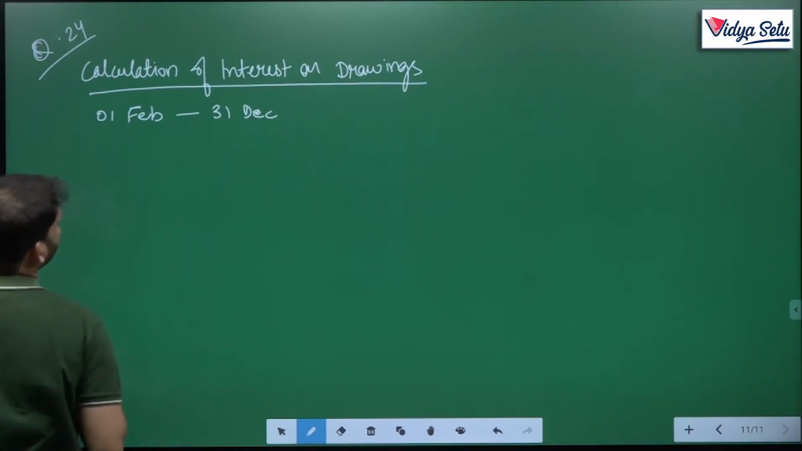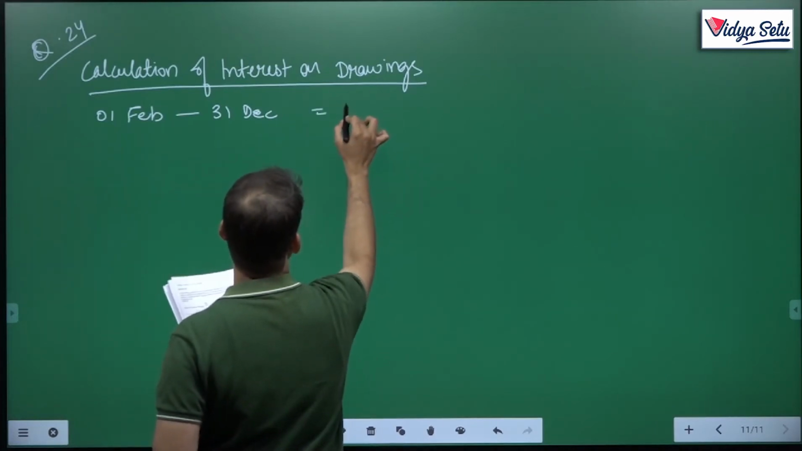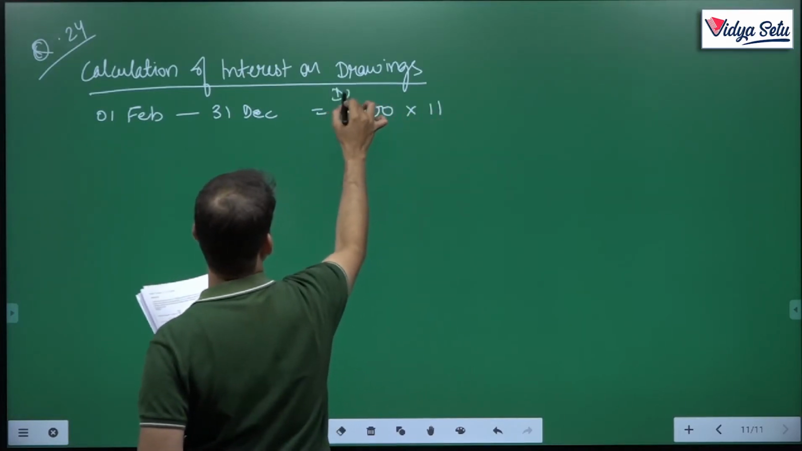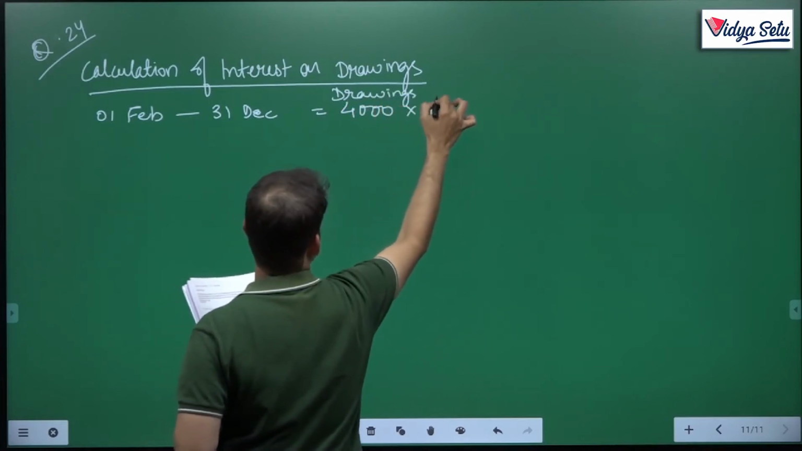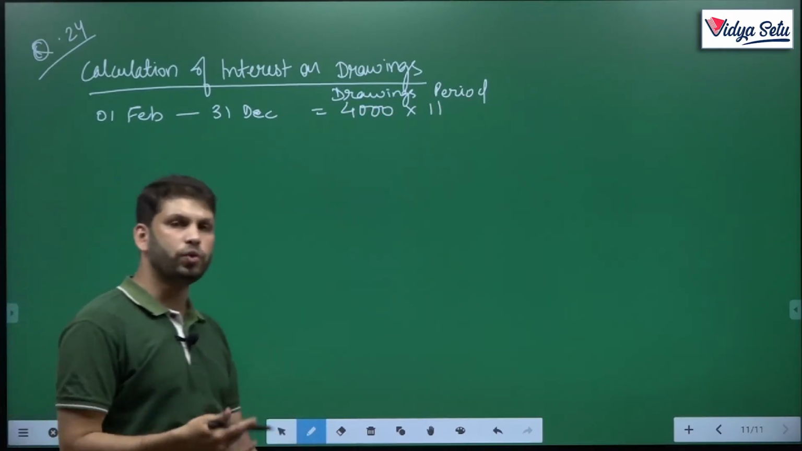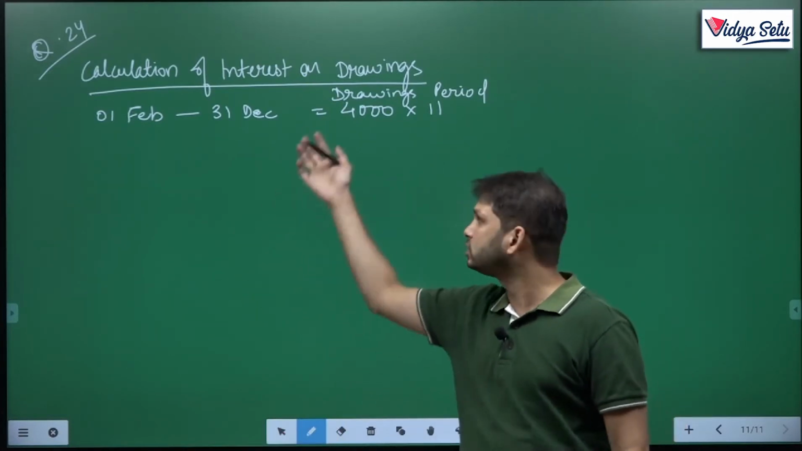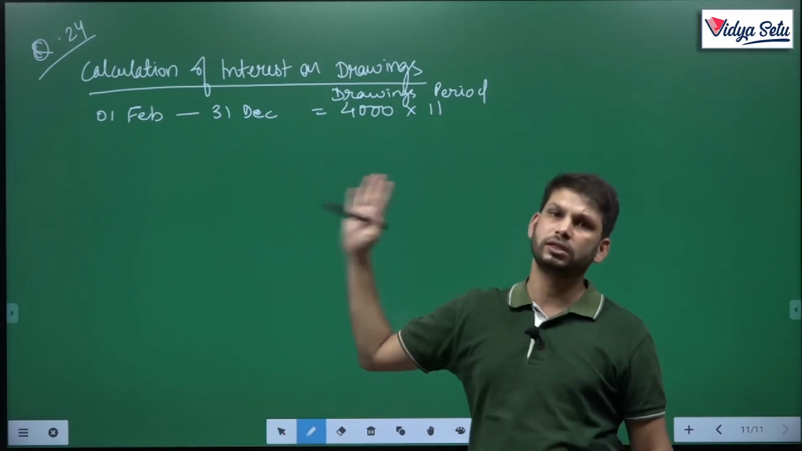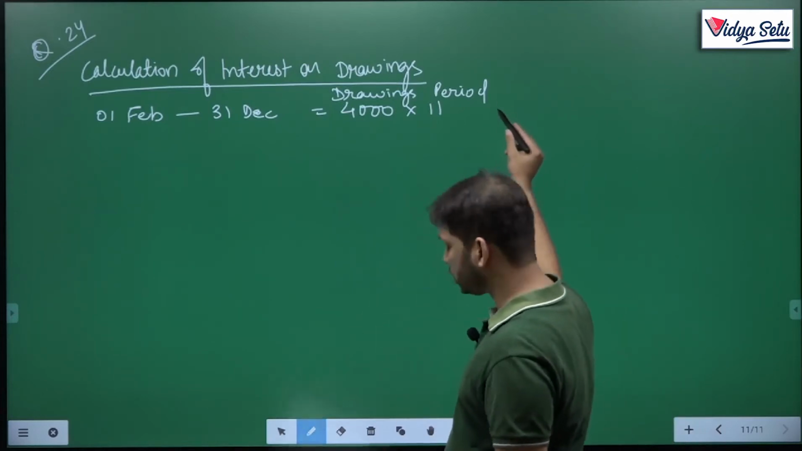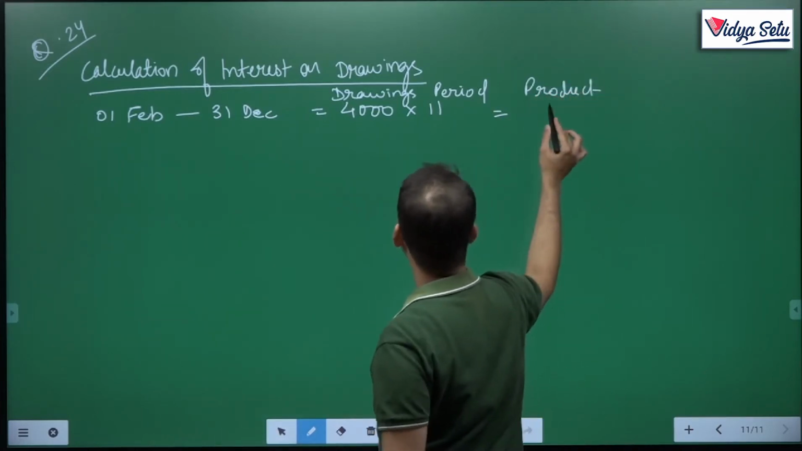The amount which he withdrew on 1st Feb, how much he withdrew? He withdrew 4,000 multiplied by period is 11. Now, what is this? This is the drawings amount and this is the period for which he used. So, instead of doing 11 by 12 again and again, we will just multiply by 11 and we will divide by 12 for all at one time only at the end. Division will be done at the end, we will just do the multiplication. So, the product comes to 44,000.